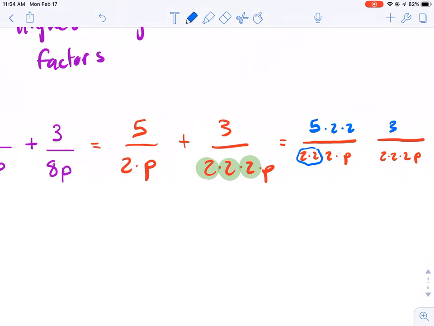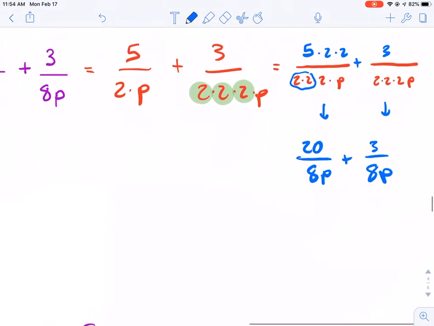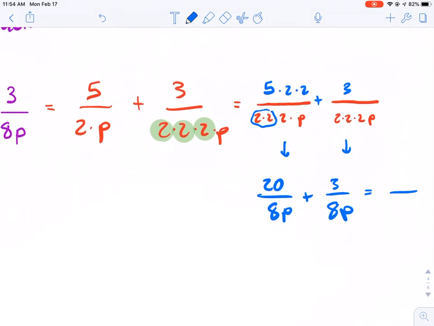Okay? So really, when we break this down further, we get 5 times 2 times 2, which is 20, over 8p plus, I forgot the plus up here, 3 over 8p. Keep the denominator the same, equals 8p, and then in the top we have 23.